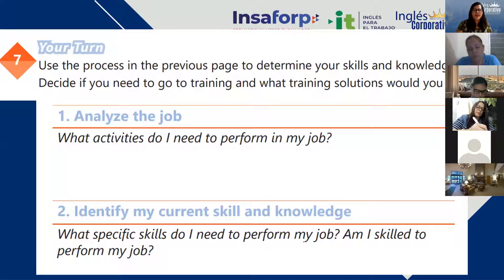Now, number two, identify my current skill and knowledge. What specific skills do I need to perform in my job? Am I skilled? So that means, do I have all the skills that I need? For example, in my case, a skill that I need for doing my job is speaking English, right? Speaking, writing, understanding English. That will be one skill.